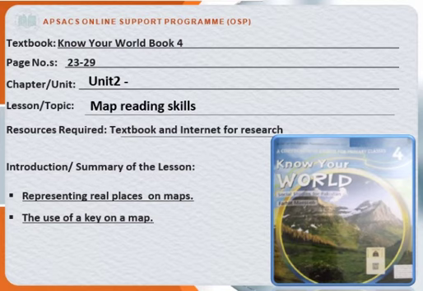Our textbook is Know Your World Book 4. Pages are 23 to 29. It's Unit 2 and our topic is Map Reading Skills. Resources required are textbook and internet for research. Summary of the lesson: representing real places on earth. The use of a key on a map.